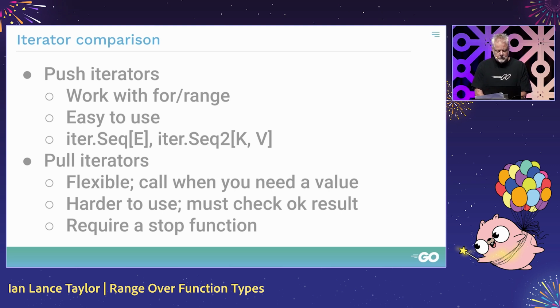Another way to say this is that calling the stop function will cause the yield function to return false when it is called by the push iterator. Strictly speaking, you don't need to call the stop function if the pull iterator returns false to indicate it has reached the end of the sequence, but it's usually simpler to just always call it.